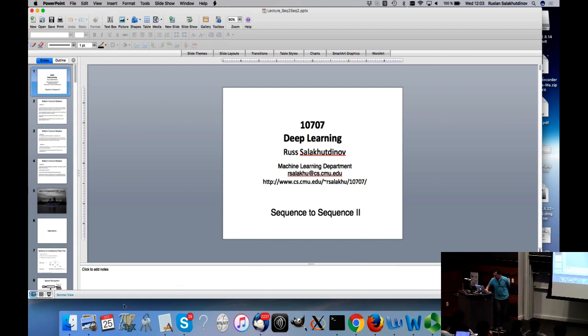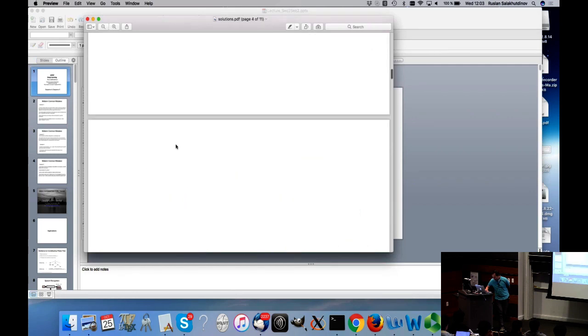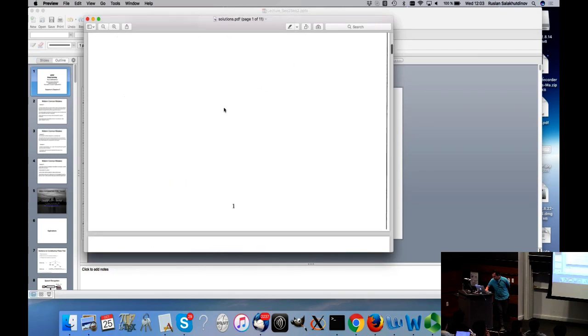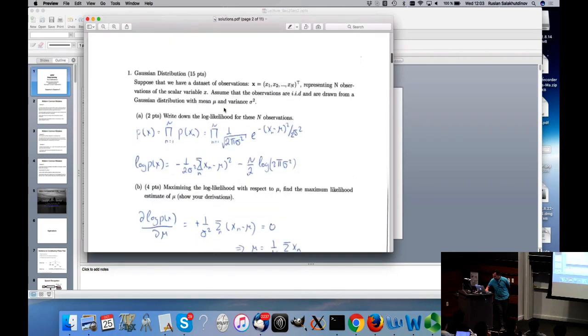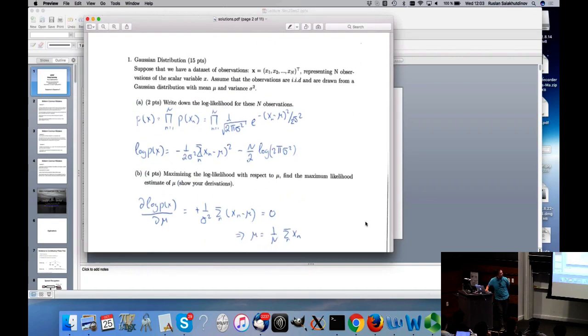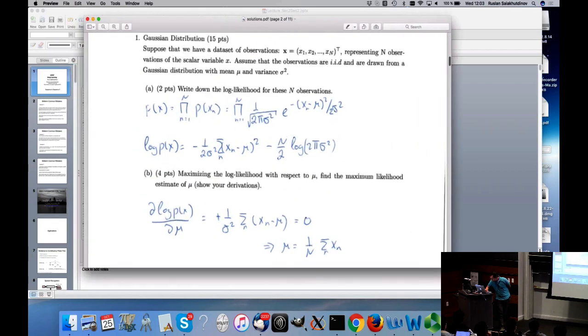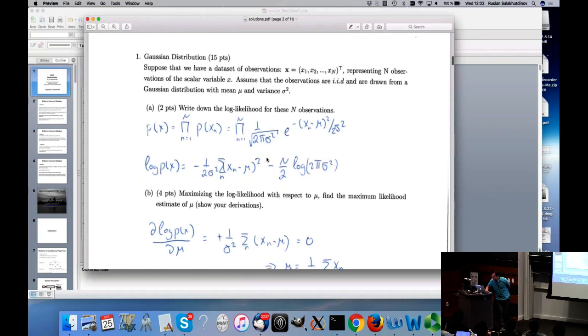Let's quickly look at the midterm, and look at it from hindsight. I think we'll post the solutions at some point. Can you guys see? First question, write down the Gaussian log likelihood. Here's the probability, take the log, it's this thing here. Okay? Common mistakes: people forgot to put n's somewhere, or forgot to put squares and so forth.